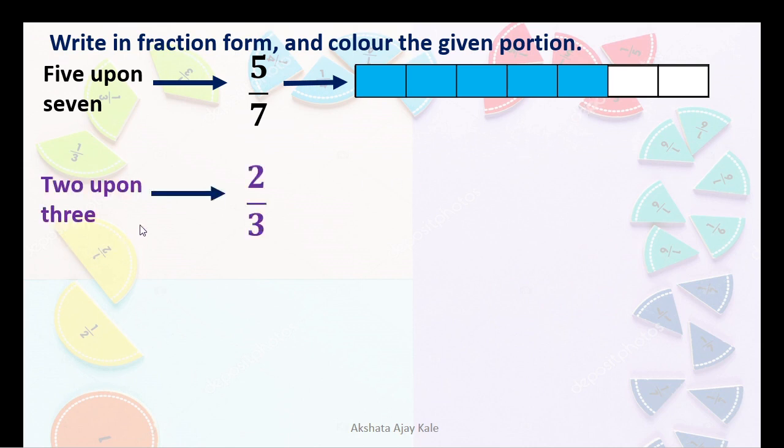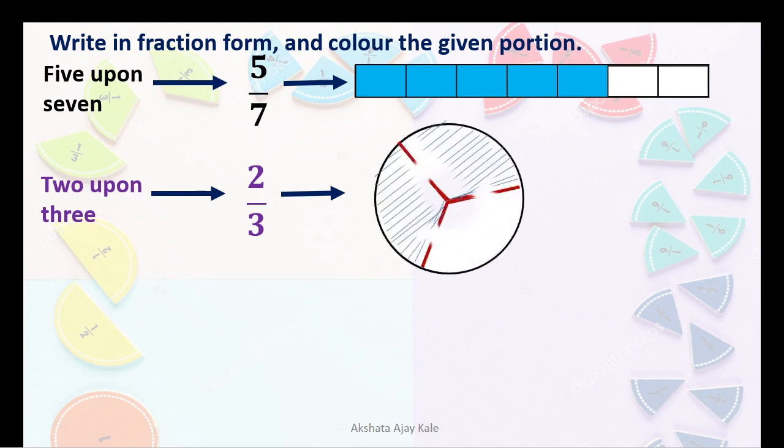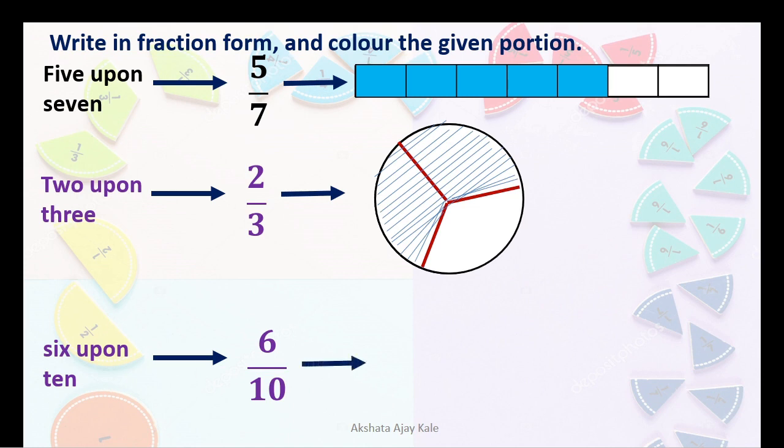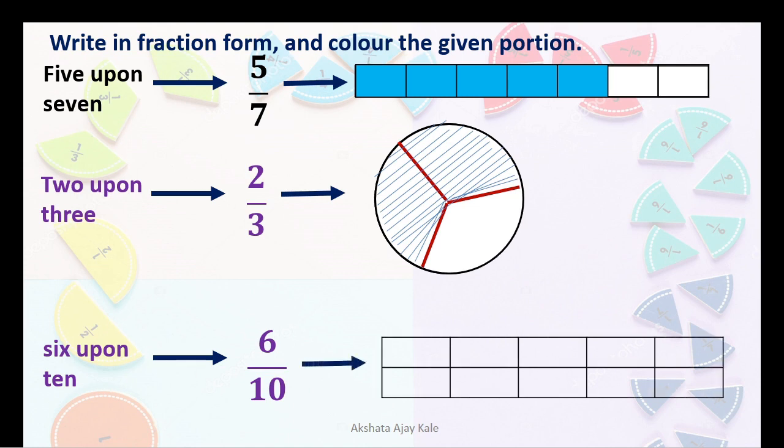2 upon 3. 2 upon 3. Here also we will shade 2 parts out of 3 parts. Okay. Next one is 6 upon 10. Here we will write 6 above the line and 10 below the line. And there are a total of 10 parts in the figure. Right? Out of them we have to shade 6 parts because it is given. This all you know, isn't it?